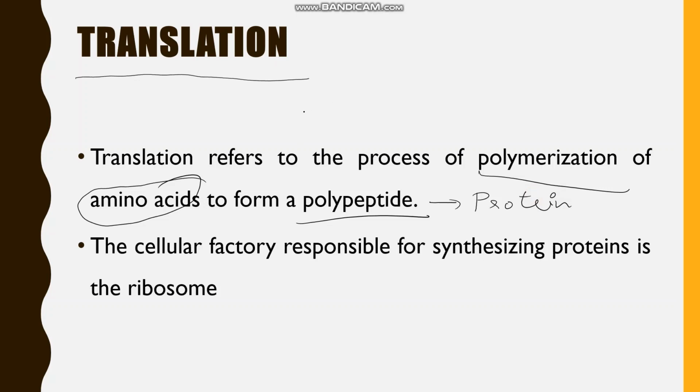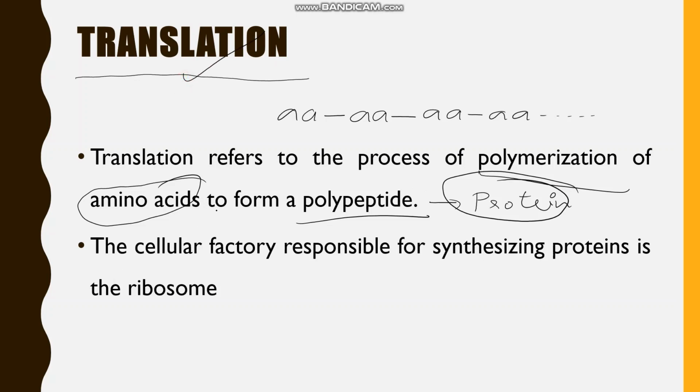So what happens during translation? This is one amino acid. The amino acid is linked to another amino acid. Again, this second amino acid is linked to a third amino acid. Like this, many amino acids are linked together to form a chain of amino acids. The process of formation of a chain of amino acids is called polymerization, and it leads to the production of a protein, which is known as translation.